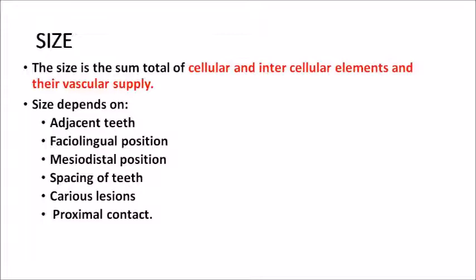Carious lesions, if present, gingiva can grow into that space. Then proximal contact between two teeth. So these are the 6 factors which can affect the size of the gingiva.